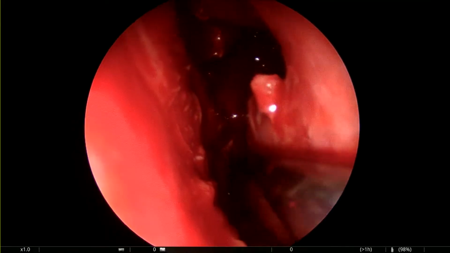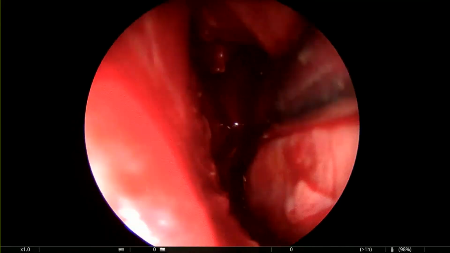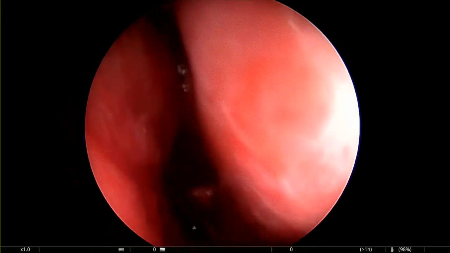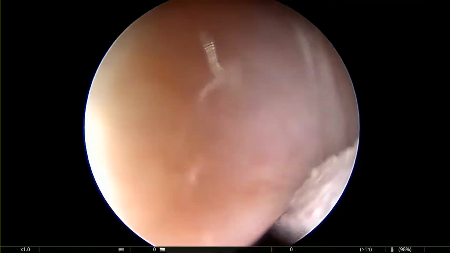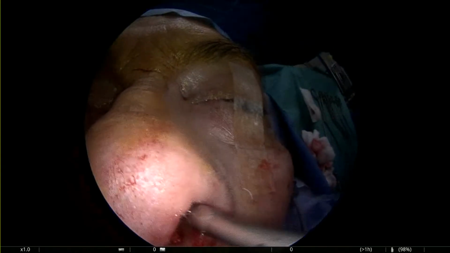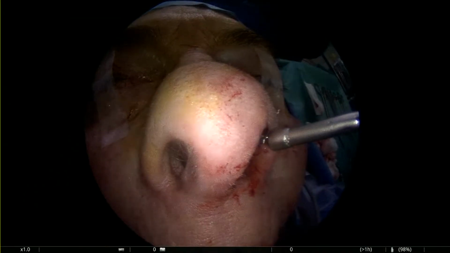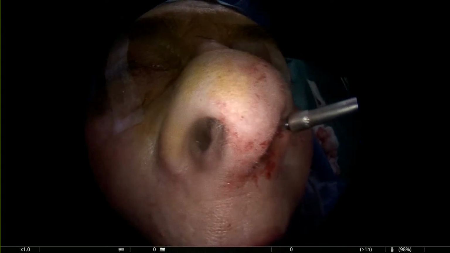So the bleeding is limited now, but I prefer to put this Merocel, to avoid putting it in after the general anesthesia. So, yeah, good. So the operation is finished. And the next patient is a sphenochoanal polyp. So I take my phone if you want to ask some questions.